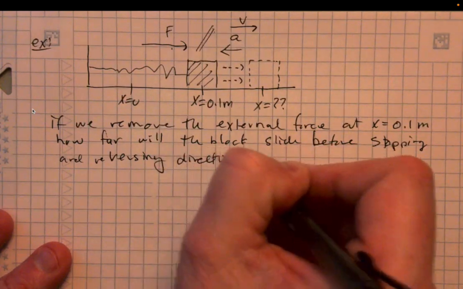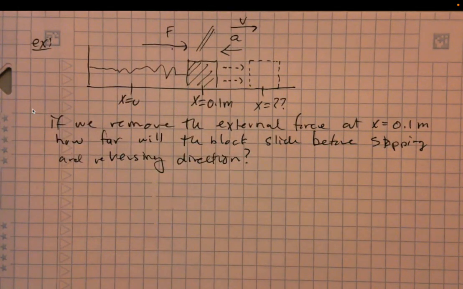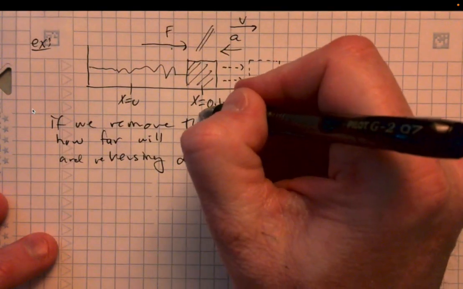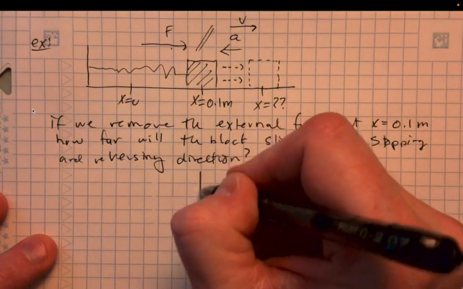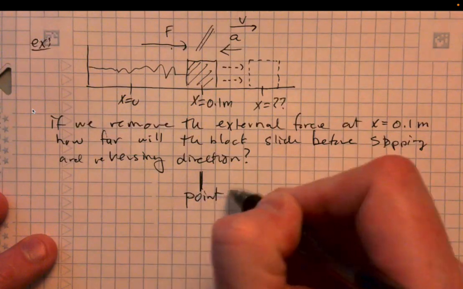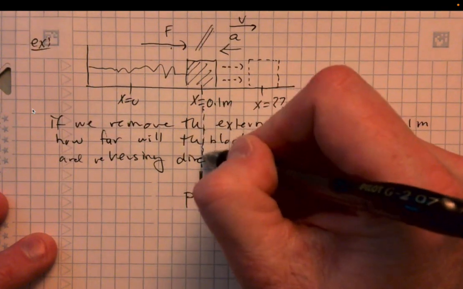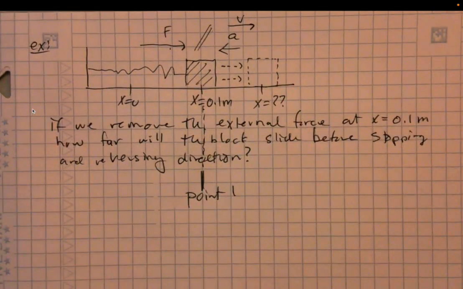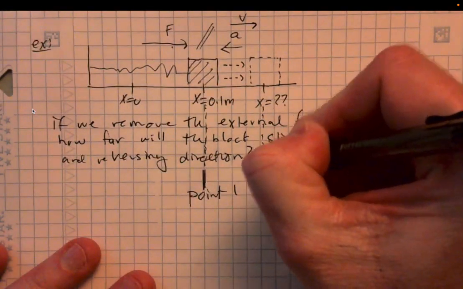Is that clear? Hopefully that's clear. Okay. So point 1 is going to be here. Sorry, I gotta kind of write through here. Point 1 is going to be at the point where the external force is removed, and then point 2 is over here.